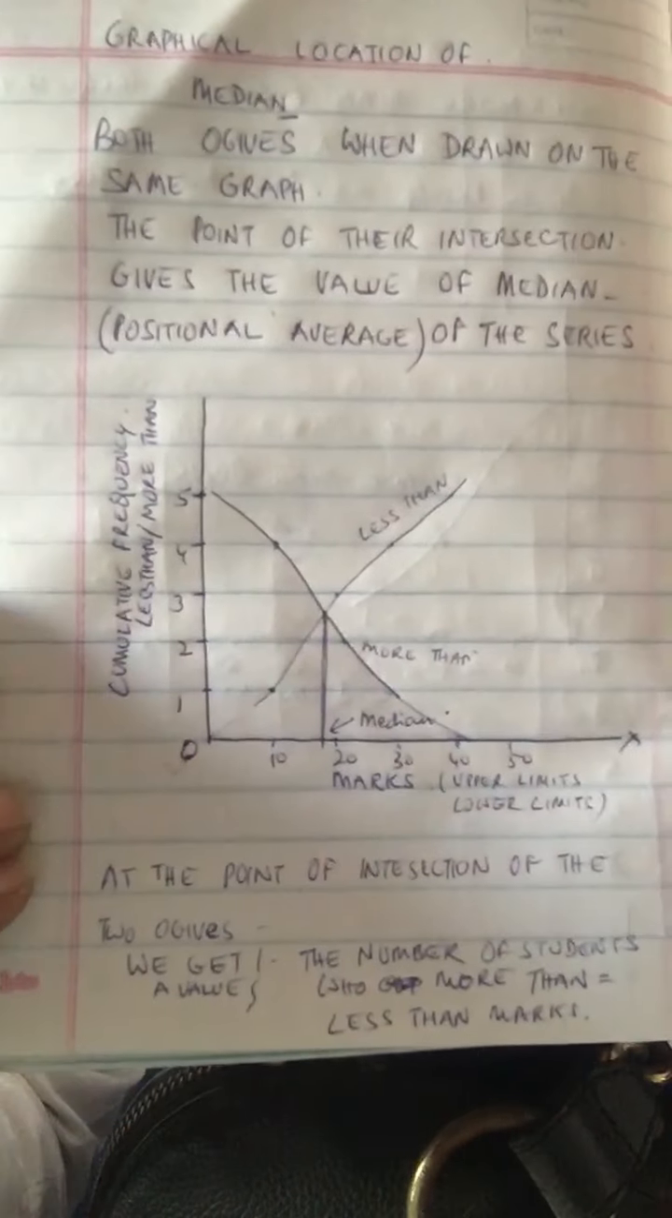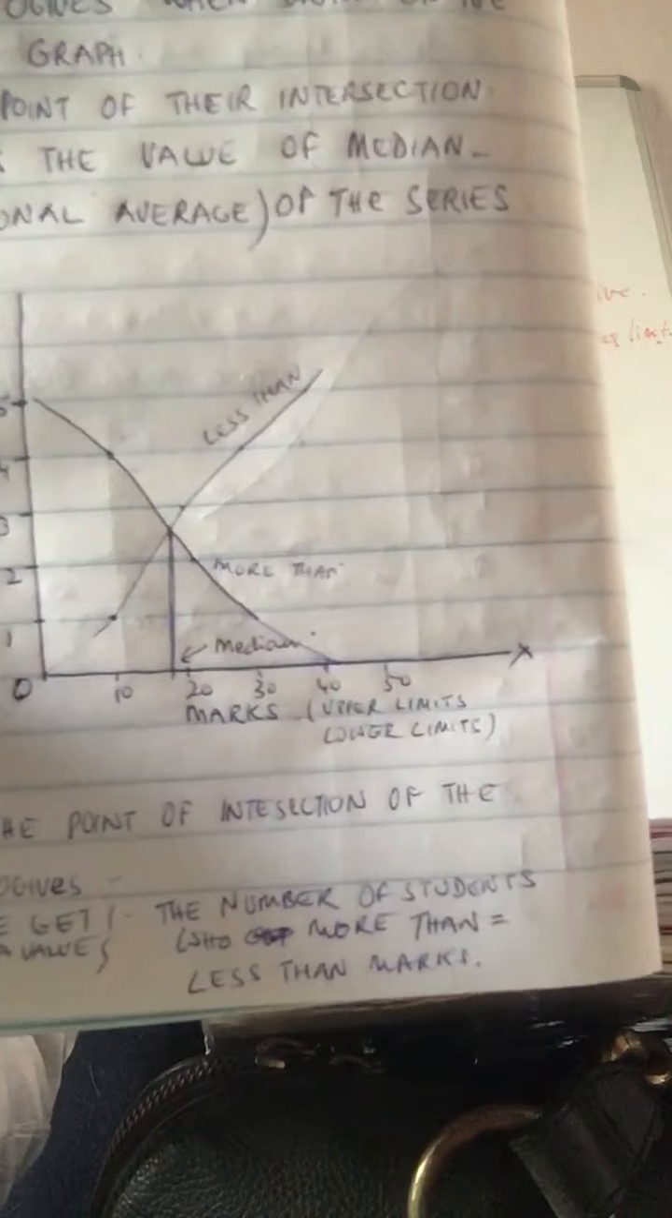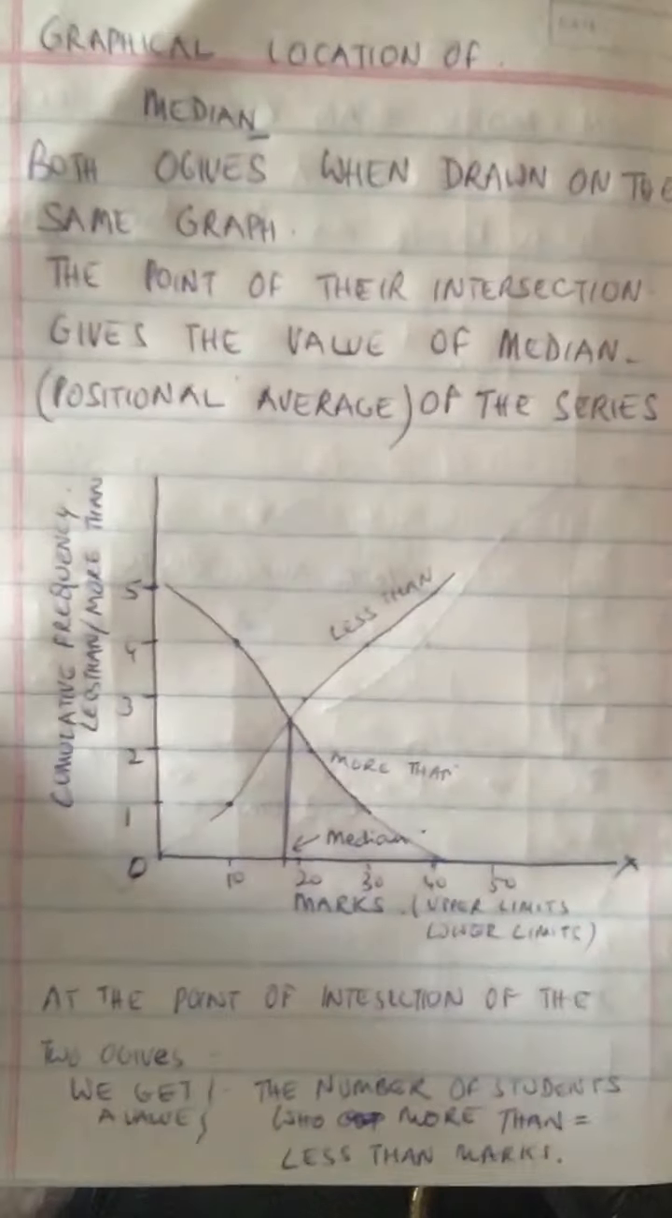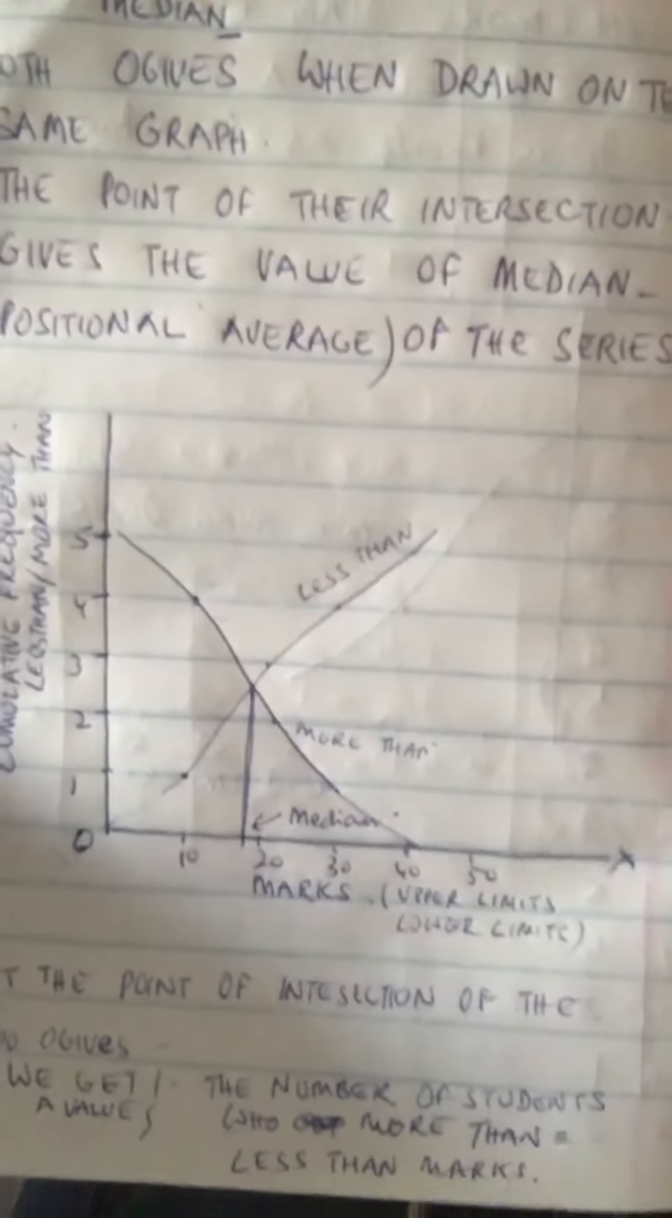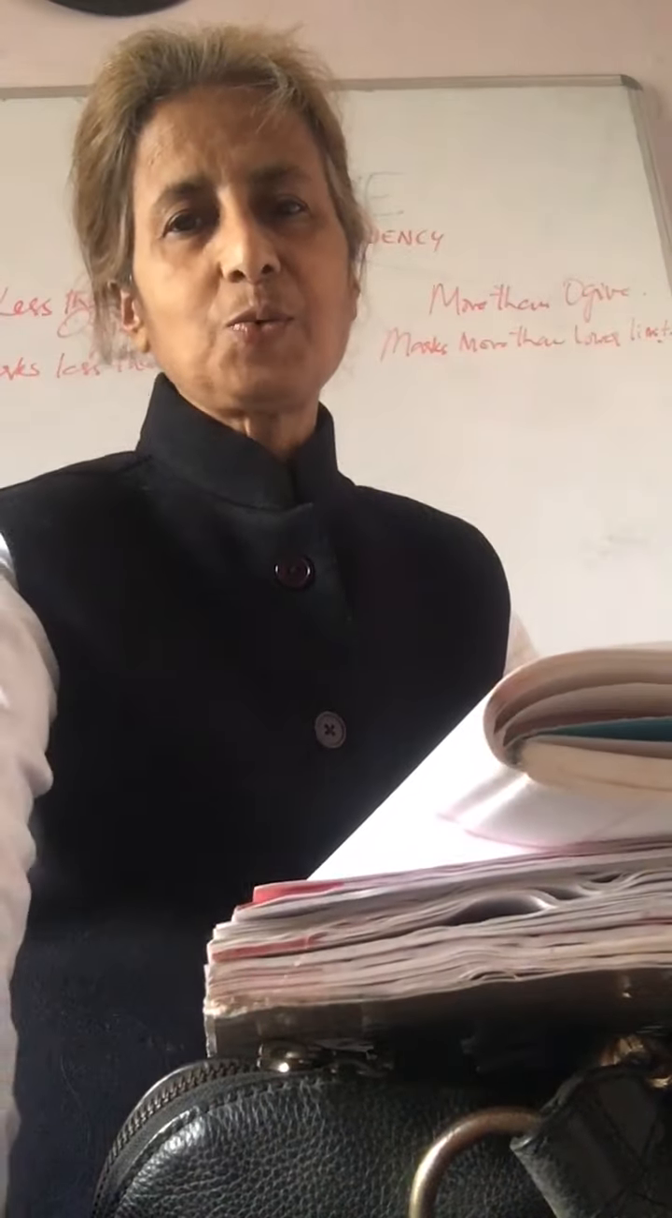So isn't it interesting? So that is the graphical representation of median that we will be doing later on also. So with that, we finish with the cumulative frequency curves. So you can get a question as, what do you mean by more than? How do you construct more than? How do you construct less than? And how do you convert it into simple series also?